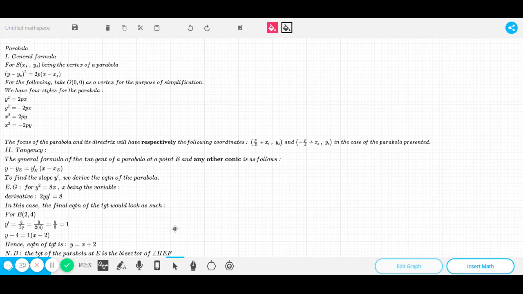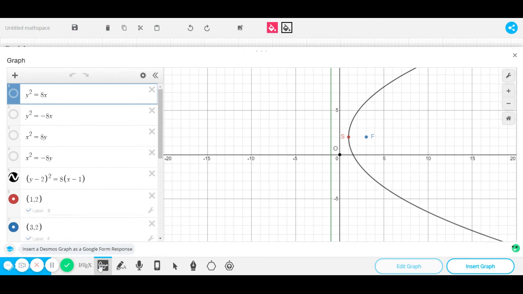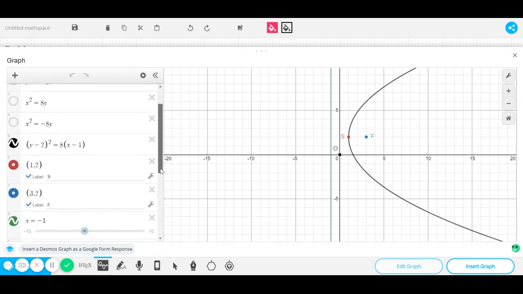Now back to the general formula: y minus y of E is equal to y prime of E times x minus x of E. We'll see that the equation of the tangent would become y minus 4 equals 1 times x minus 2. Expanding and moving the constants to one side, the final equation of the tangent would be y equals x plus 2. I'll show you that in a minute.